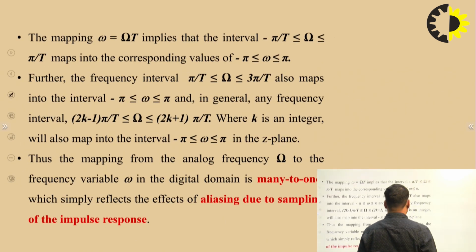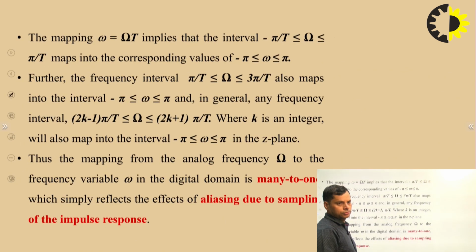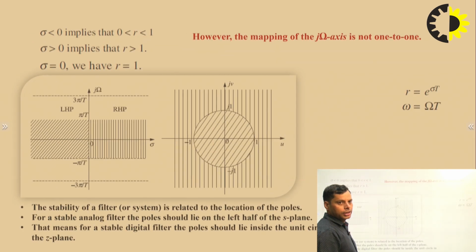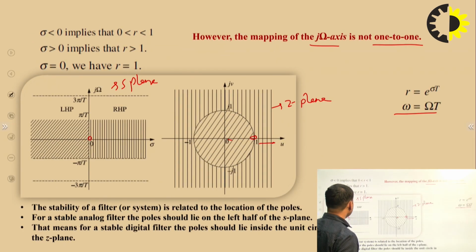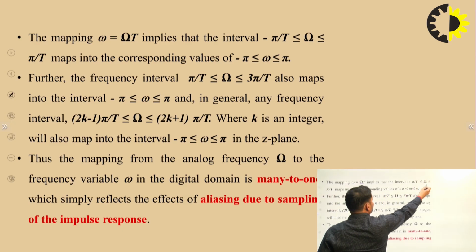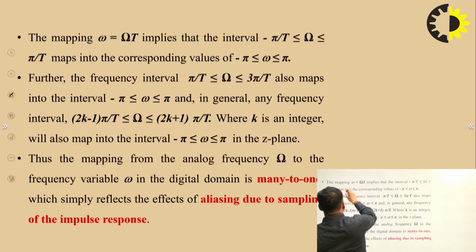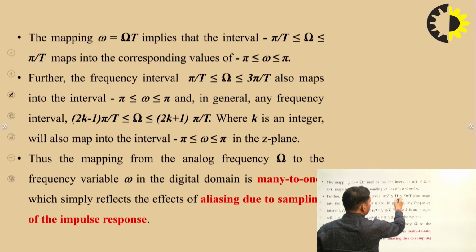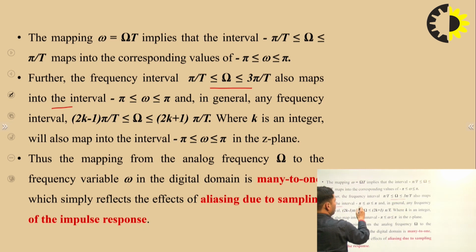While we can check the frequency response, what about the frequency response? As in this conversion you can see here, the mapping omega equal to omega T implies that omega ranging from minus pi by T to pi by T maps into the corresponding value of minus pi to pi. Further, the frequency interval pi by T less than or equal to omega less than 3 pi by T also maps into the interval minus pi to pi.